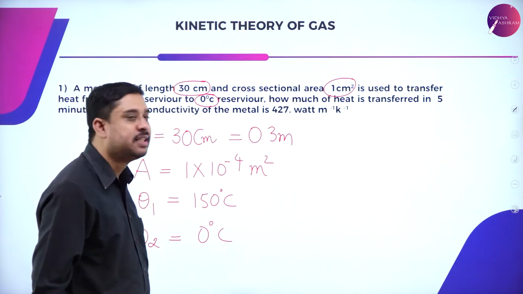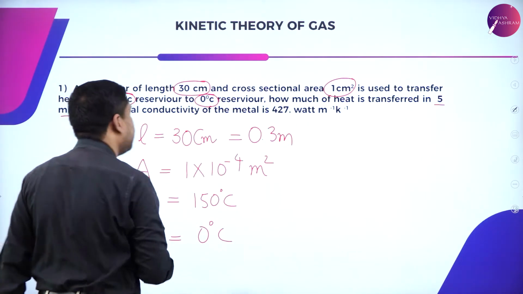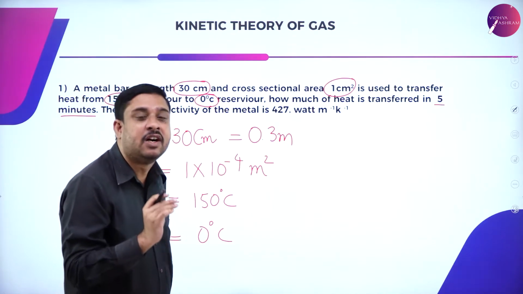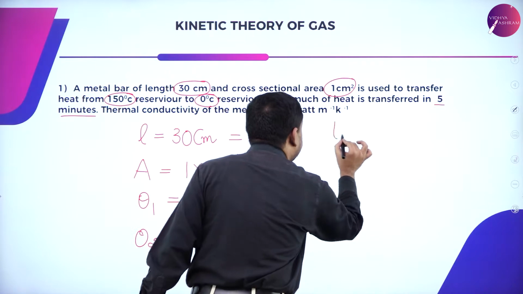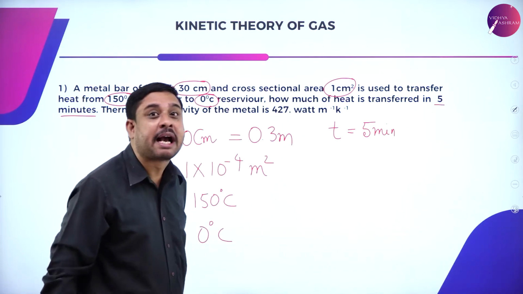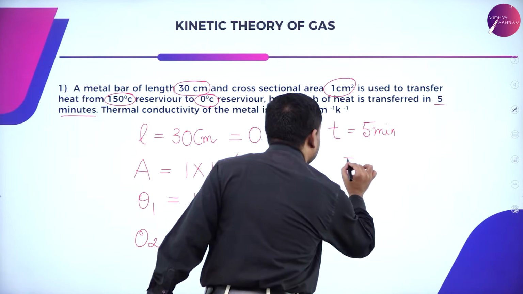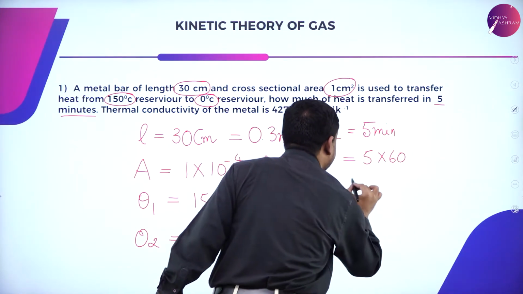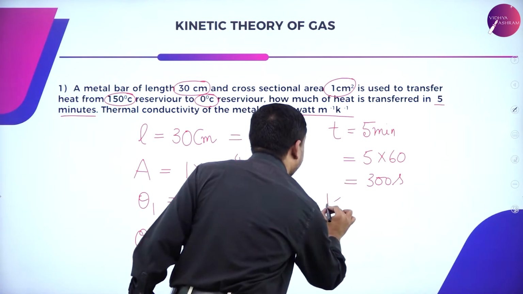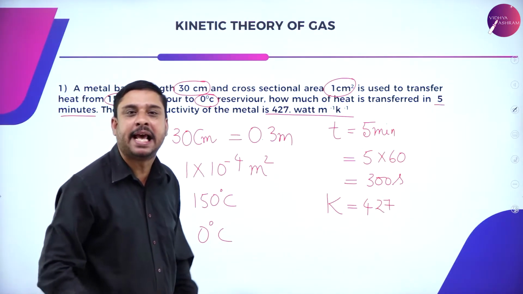How much heat is transferred in 5 minutes? See again, I have to calculate the amount of heat that is transferred in 5 minutes. So time is 5 minutes, which now has to be converted into seconds. The SI unit of time is seconds. So this is 5 into 60, 300 seconds. K, thermal conductivity, is given as 427 watt per meter per Kelvin.